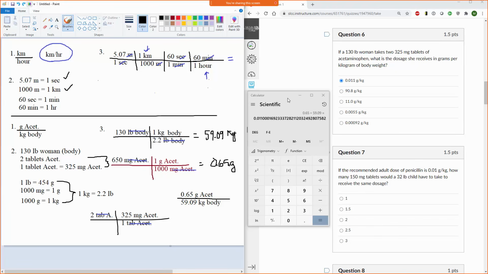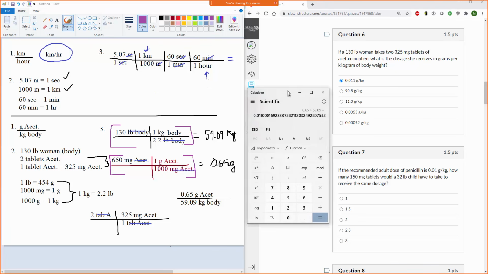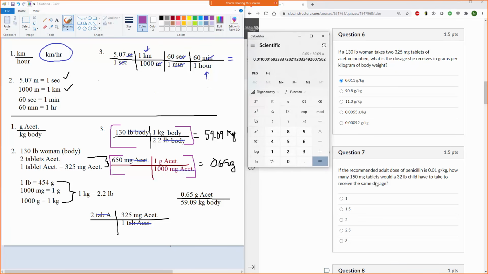One advantage to this is that we have kept things apart. I want you to notice that we did all of the body conversions in one place and all of the acetaminophen conversions in one place. So we didn't end up accidentally crossing our identity lines inappropriately, and that happens. Okay, all right, so there is that one.